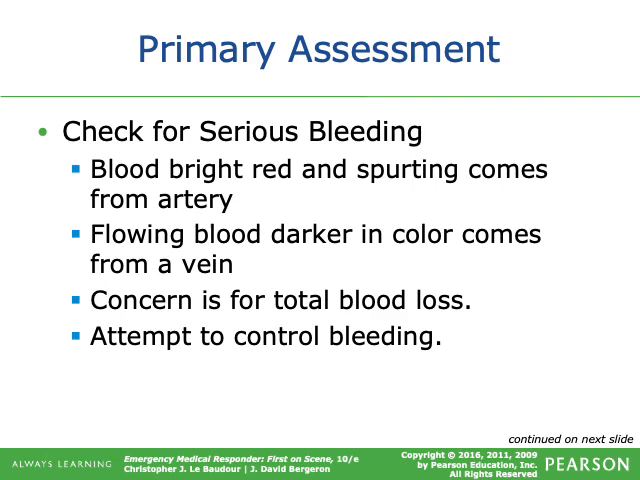All right, check for serious bleeding. Blood that is bright red and spurting is generally going to come from an artery. Flowing blood that's going to be darker in color comes from veins. The major concern is for total blood loss. You want to keep that to a minimum, and you just want to attempt to control the bleeding.